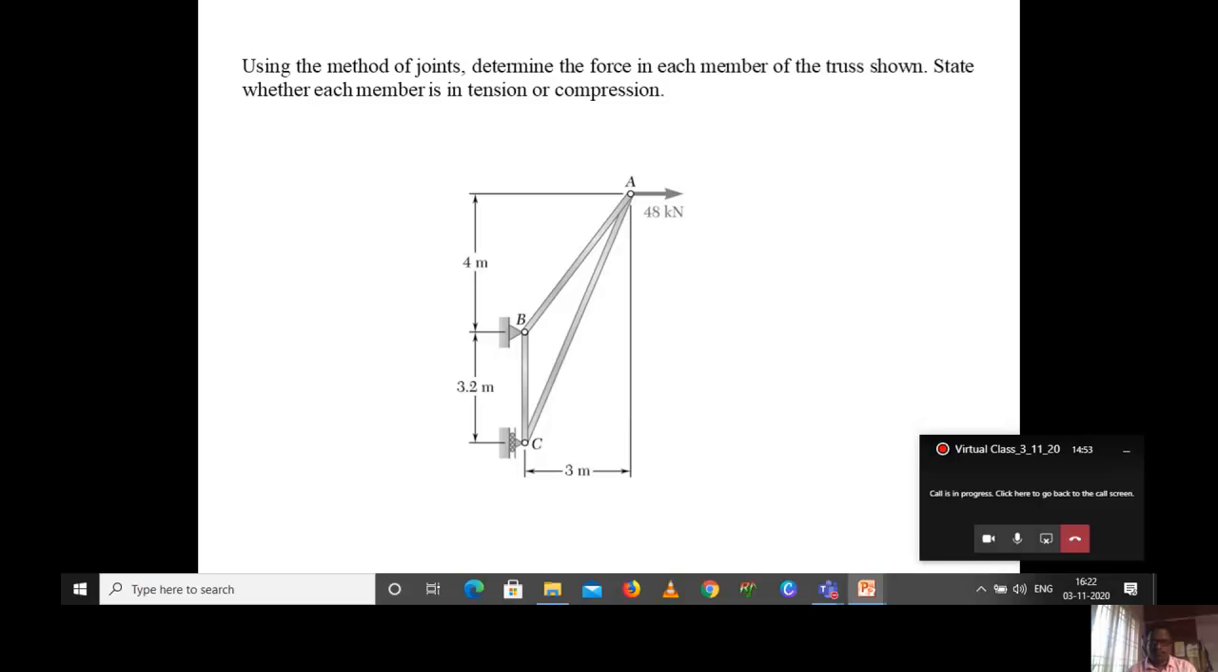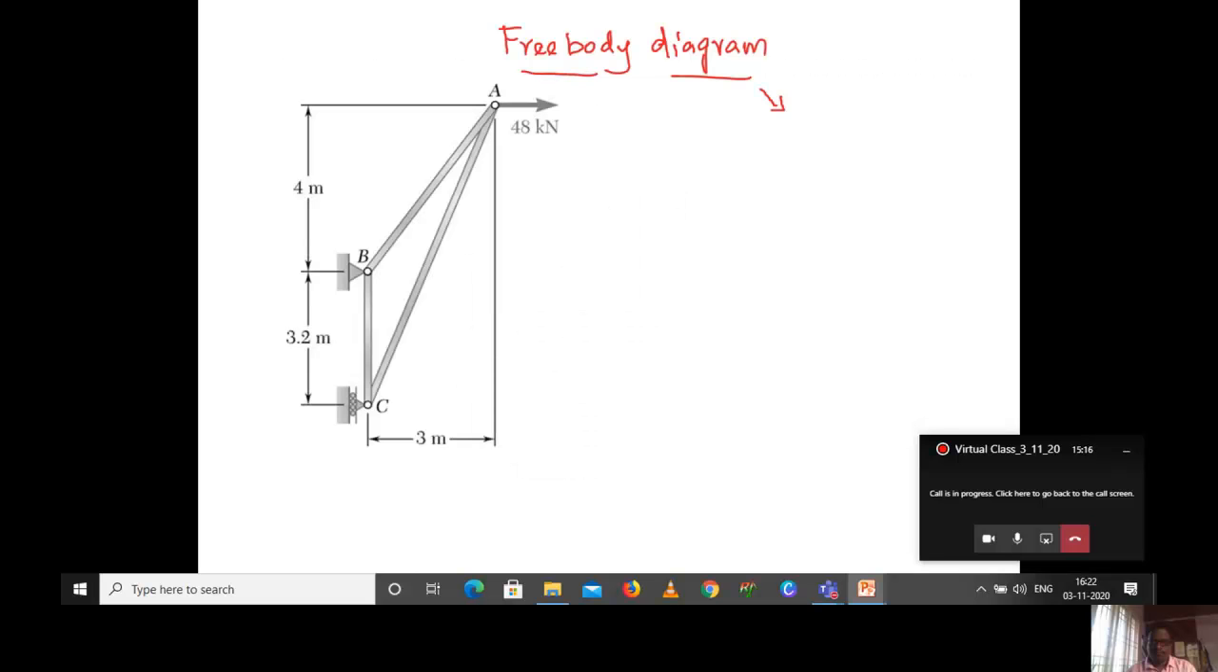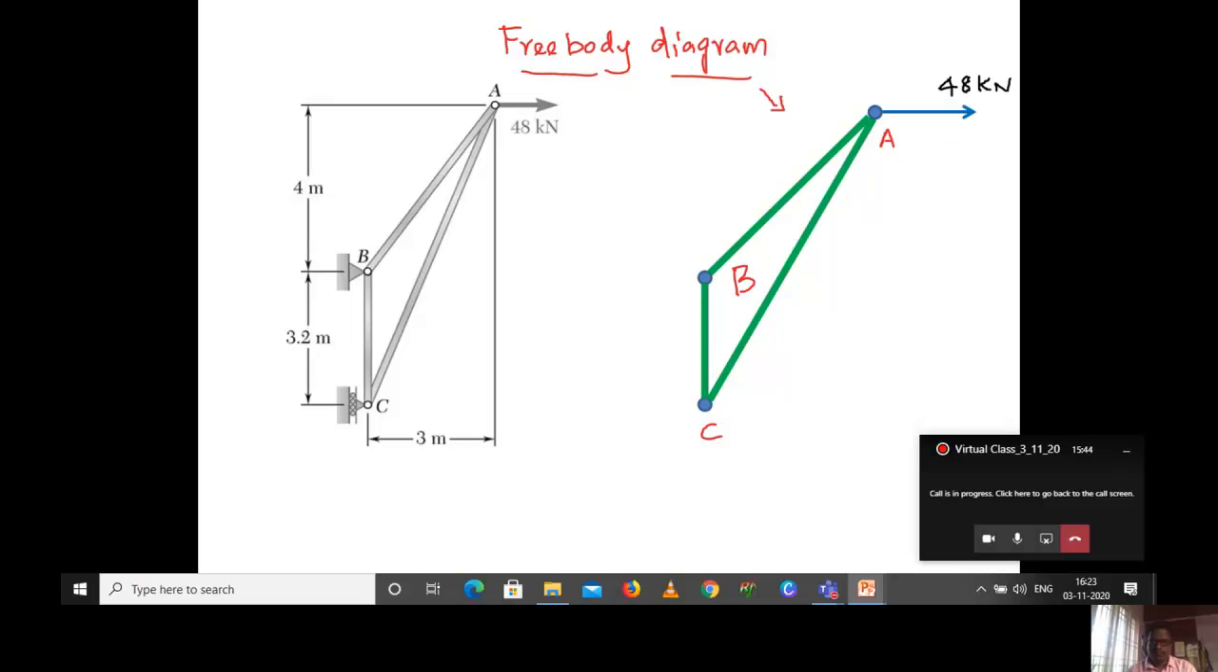And the dimensions: you can see that from the point C, the A point is 3 meter, and from the point C, the B point is 3.2 meter in vertical distance, and from the point B, the A point is around 4 meter in the vertical direction. So based on the given problem, A, B, C are the truss members, each one is a truss member, and the points are A, B, C. And at point A, you know that 48 kilonewton is acting.